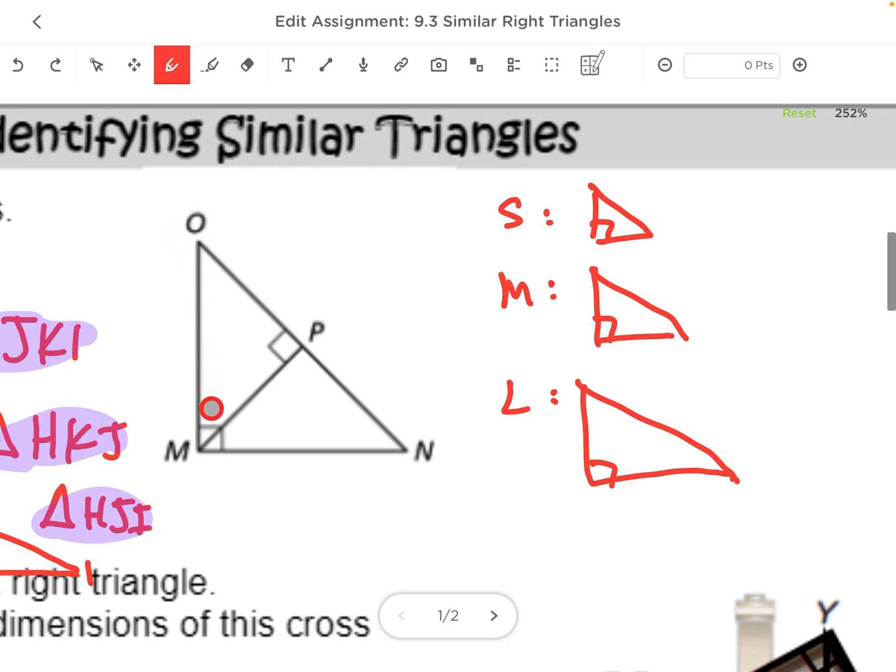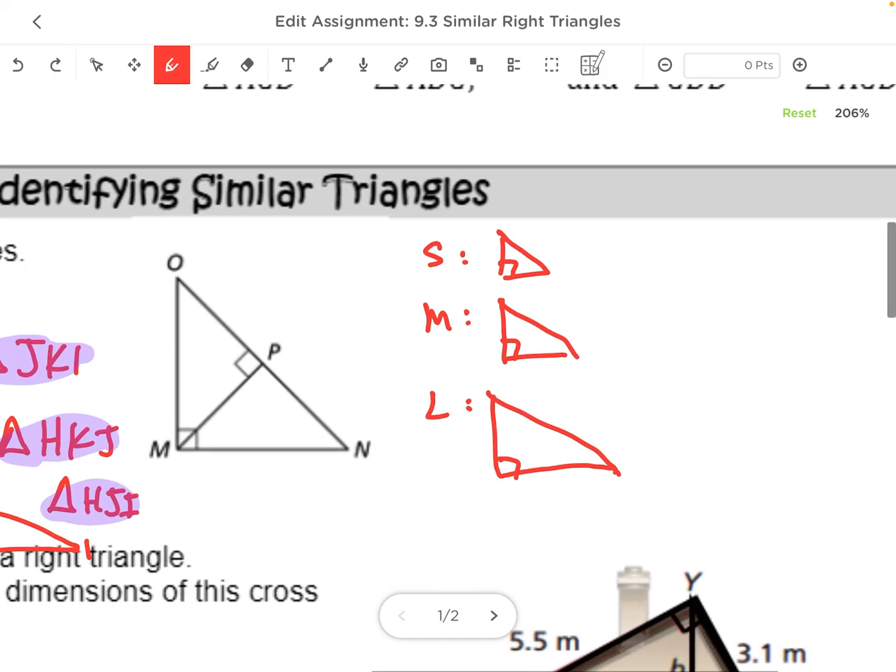Okay, so going down left, then we have the right angle, and then there. So OMN. Okay, so we're going to call that triangle OMN. Now let's say this is the small one. This is the right angle, right? So we said we're going to start from the left side of that. So we're going to say NPM. Triangle NPM, right? Now what about this one?